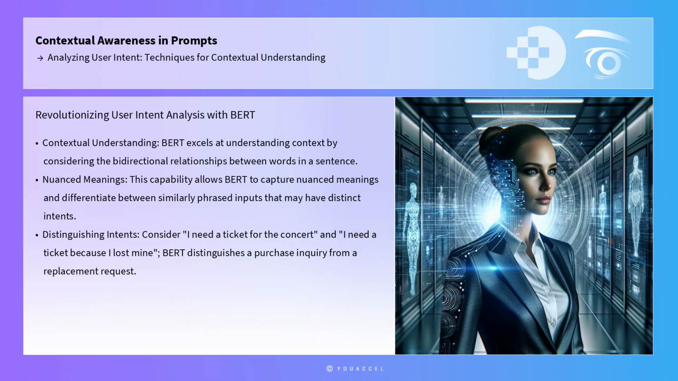For example, consider the sentences, "I need a ticket for the concert," and "I need a ticket because I lost mine." While both sentences mention a ticket, the intents differ. One is a purchase inquiry, the other is a replacement request. BERT's contextual awareness enables prompt systems to distinguish such subtleties effectively.